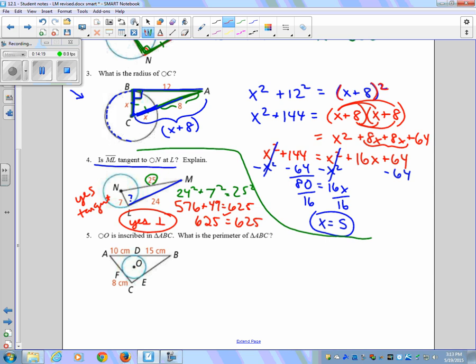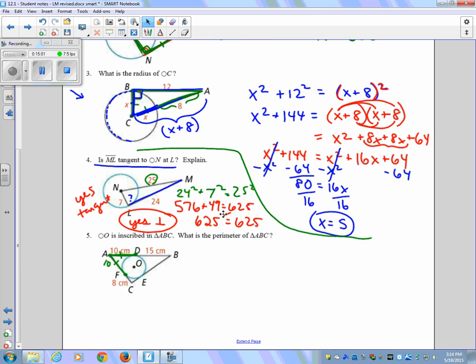Okay, number 5 says circle O is inscribed in triangle ABC. What is the perimeter? We are told that from here to here is 10. Remember that third theorem that we learned in the beginning of this lesson said if you have a point outside of the circle, there's these segments that are formed to the points of tangency. Immediately mark those congruent. So if AD is 10 centimeters, then AF has to be 10 as well.